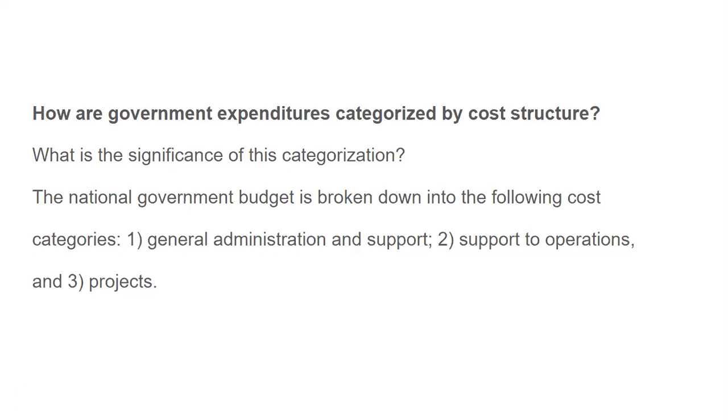How are the expenditures categorized by cost structure? Or what is the significance of this categorization? One, the national government budget is broken down into the following cost categories: one is general administration and support, and then support to operations, and the other is projects.